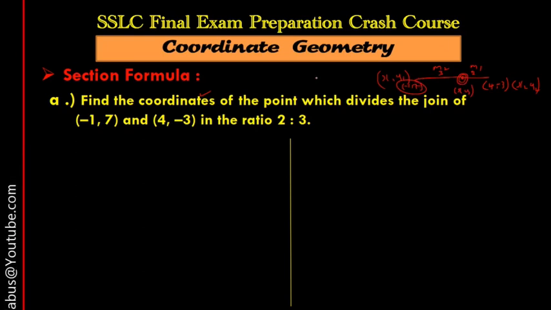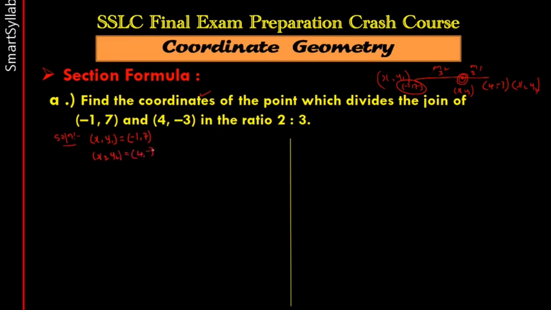Hope this is clear now how to consider the values. So first write all these values here in the solution part. Okay, in the solution, first x1 y1 is (-1, 7), x2 y2 is nothing but (4, -3).